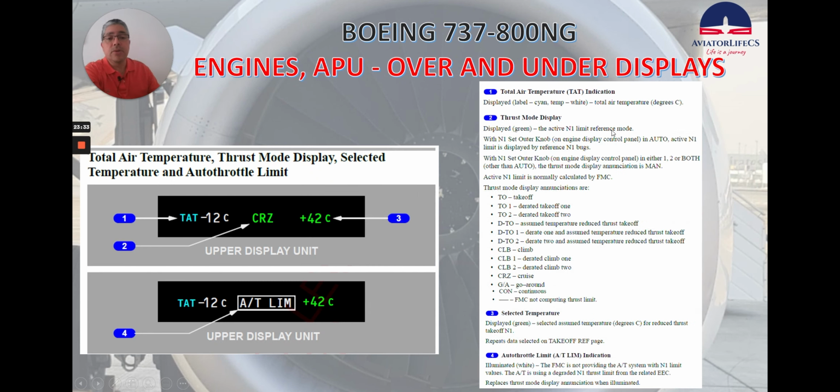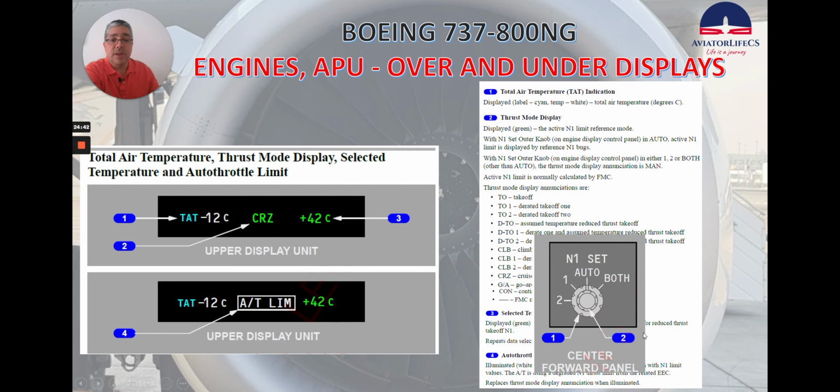Okay, let's talk about the thrust mode display. Here it is green, and this is the active N1 limit reference mode. With N1 set auto on the engine display control panel in auto, active N1 limit is displayed by the reference N1 box. With N1 set auto off on the engine display control panel in either 1 or 2 or both, other than auto, the thrust mode display annotation is MAN.